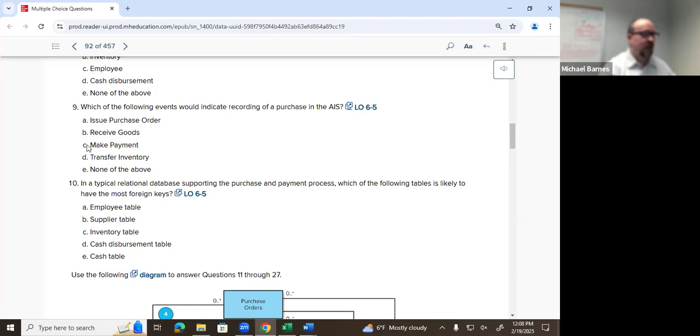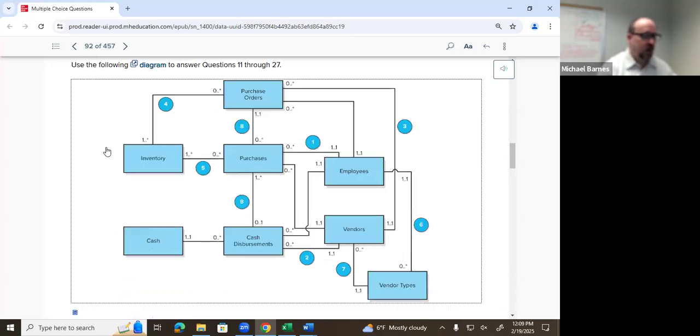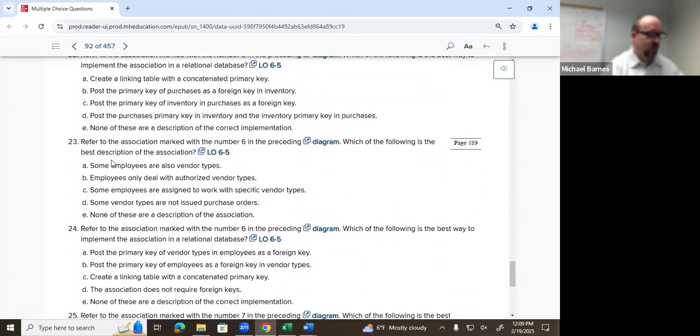Make payments, again, will require a transaction, but that's where we record the accounts payable being paid off. Transfer inventory doesn't have any relevance here. We haven't even talked about that as one of the transactions, so we can ignore that. So B is our answer. C again is a transactional event, but that's the payments. That's the cash payments right there. All the way down to 26.